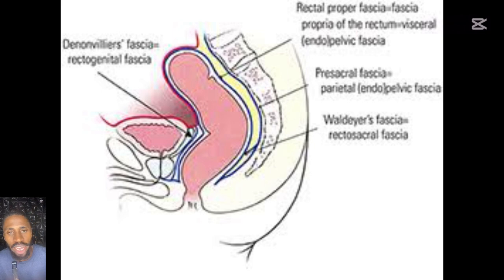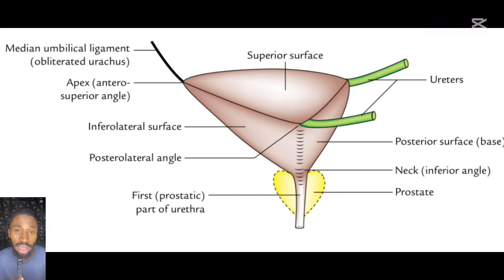So moving on to the neck. The neck is the most fixed part of the bladder. It's very fixed. So during movements, no matter how other parts of the bladder move, the neck of the bladder will be fixed.